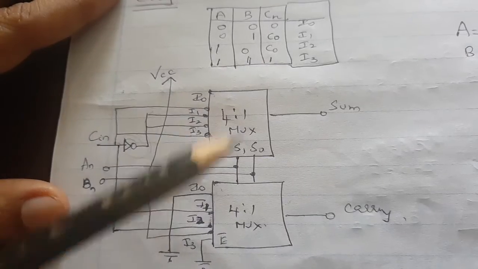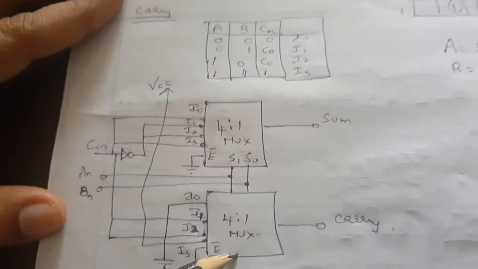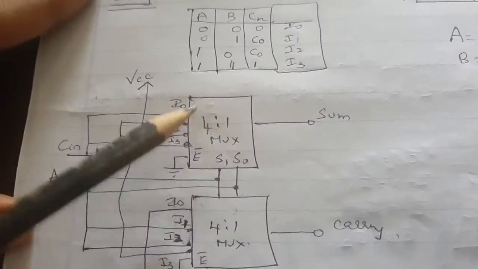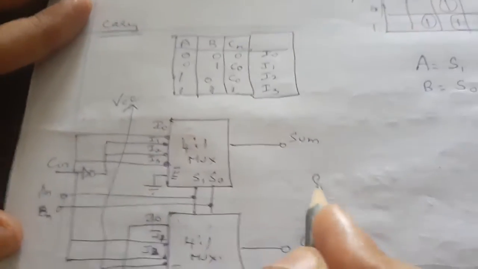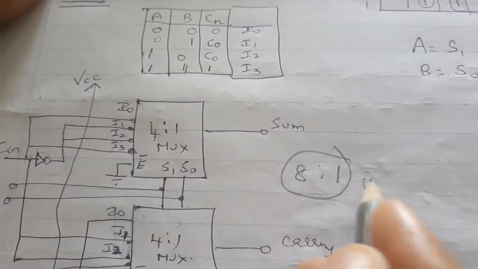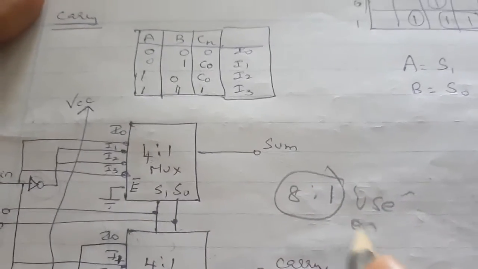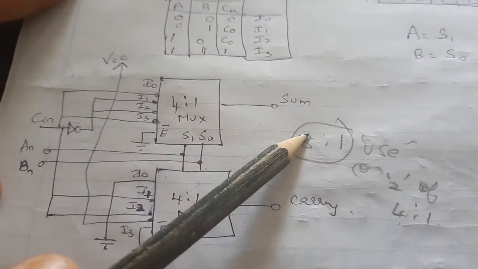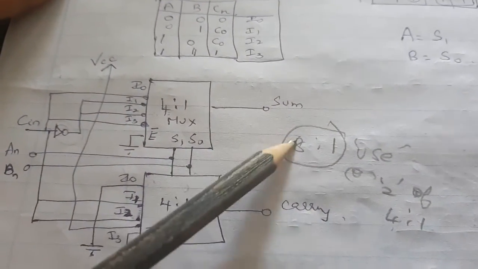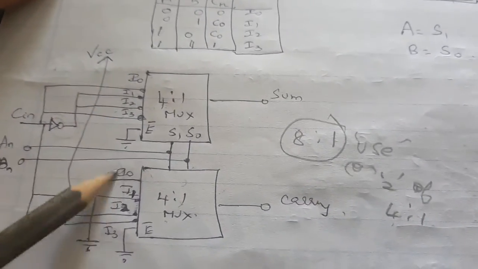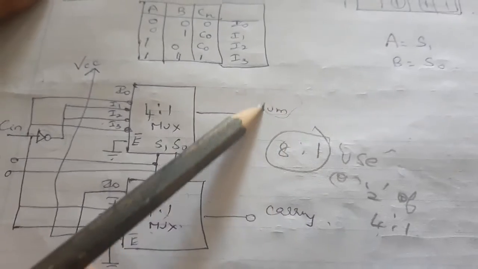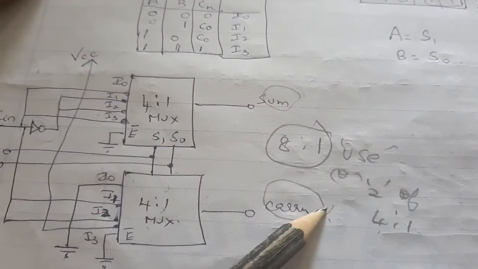So, this is 4 inputs, this is 4 inputs, totally 8 inputs. Selection lines are 2 because I am using 4:1. Two 4:1 will make an 8:1 mux. So, you can use an 8:1 mux or you can use two 4:1 muxes. Here 2 selection lines; if I come over here, 3 selection lines. So, 4 inputs, 2 selection lines. I have combined the 2 selection lines here. Sum will be produced in one output, carry will be produced in another output.